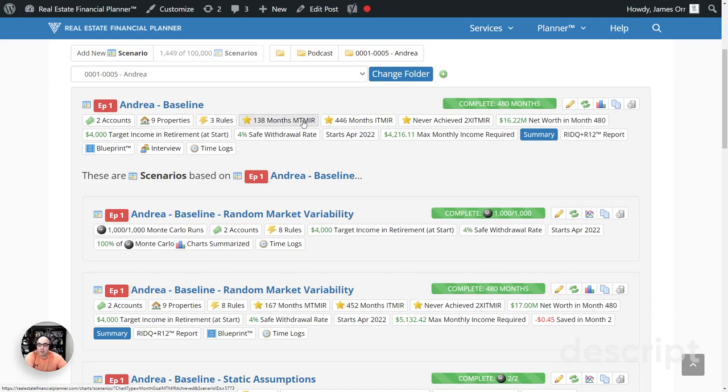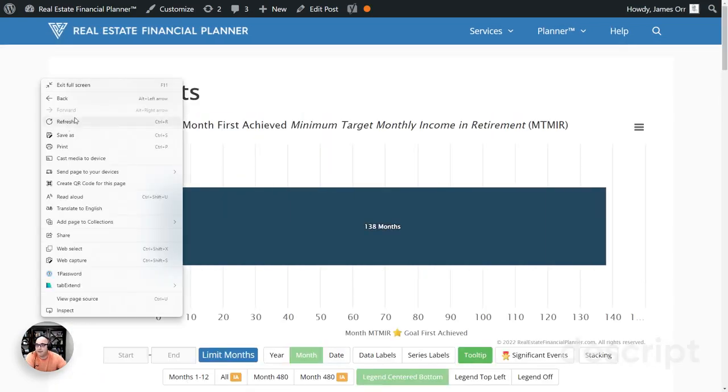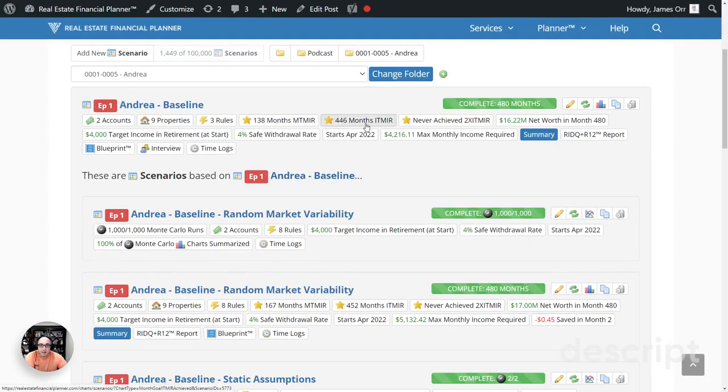She achieves her minimum target monthly income in retirement at 138 months. And if you click on this, it'll show you the chart for when she does that. She achieves her ideal target monthly income in retirement, that $20,000 a month, in month 446. She never achieves 2 times her ideal. She has a net worth of $16.22 million in month 480, basically 40 years in the future. Her target monthly income in retirement at the start is $4,000 a month. She's using a 4% safe withdrawal rate. This all starts in April of 2022 when I run this scenario.